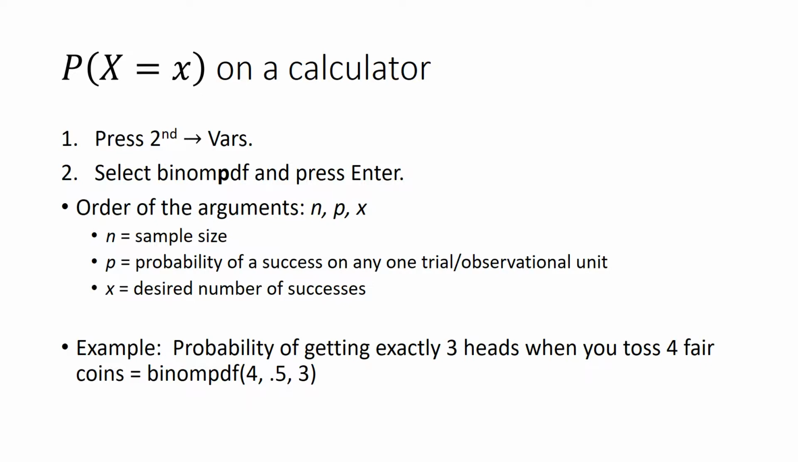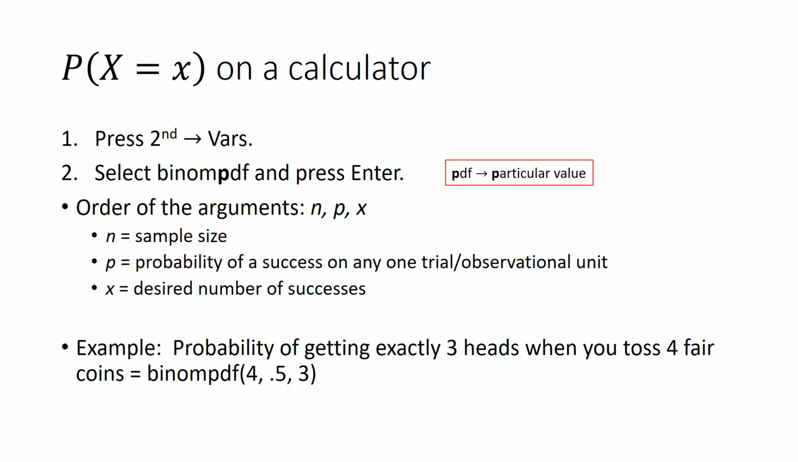Here's how to compute the probability that the number of successes equals some specific value little x on a TI-83 or TI-84. You're going to press the second key and then the VARS key, and then select binom PDF and press enter. I like to think of the P in PDF as representing a particular value, because we're finding the probability that x is exactly equal to the particular value little x.